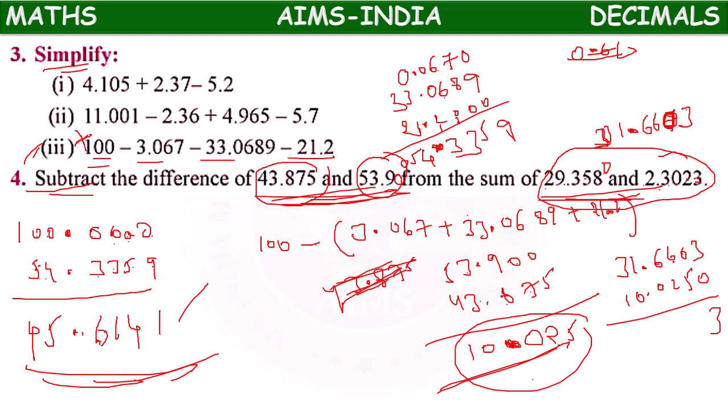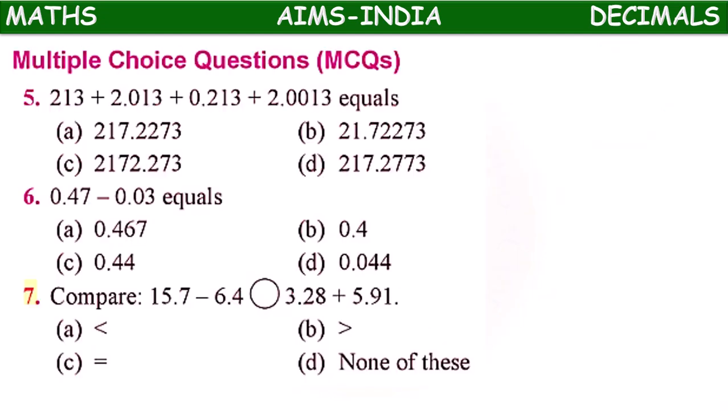So 3 from 10, 5 goes means 5. Here 5 will be there. 5 minus 2, 3. Here 6 minus 0, 6. Point downside point. 1 minus 0, 1. 3 minus 1, 2. So 21.6353 is the correct answer. Like that we have to do.